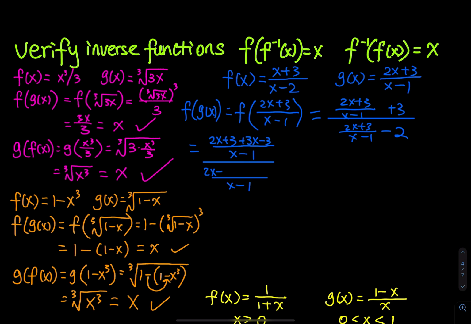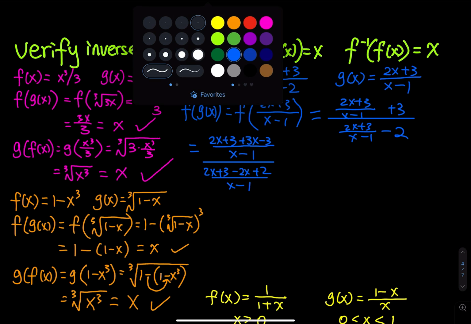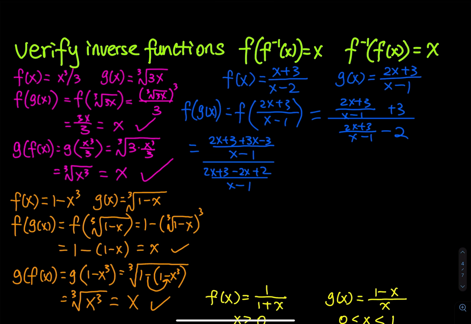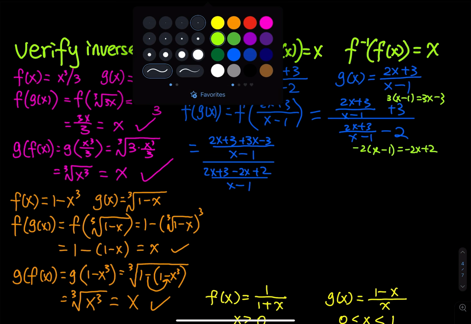This is 2x plus 3, and then minus 2x plus 2. How do I get this? Let me just do this using a different color. How about using green? So that one, I have 3 times x minus 1 equals 3x minus 3. And then this, I have minus 2 times x minus 1, common denominator, right? Equals minus 2x plus 2. So now you see how I got this, right?